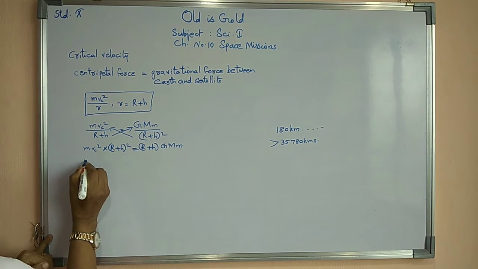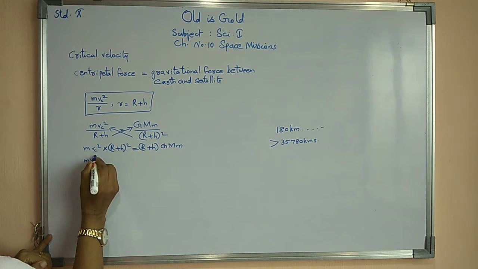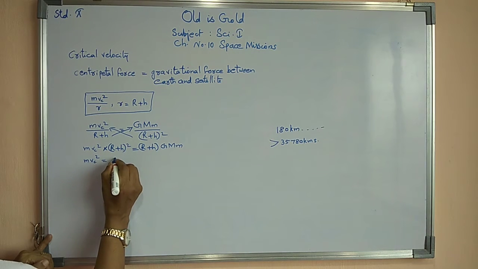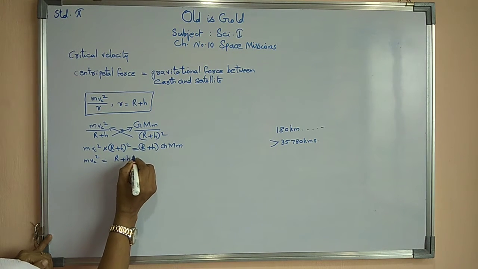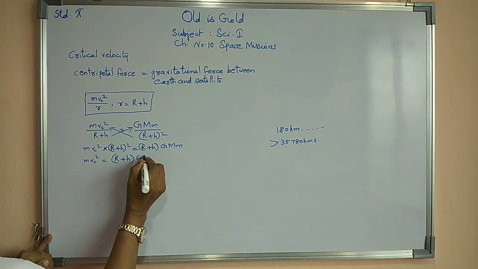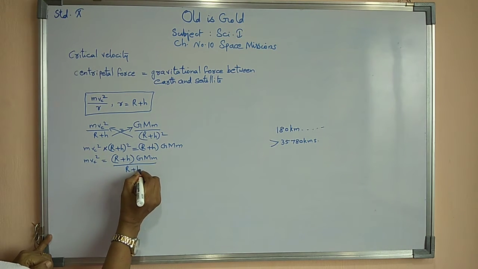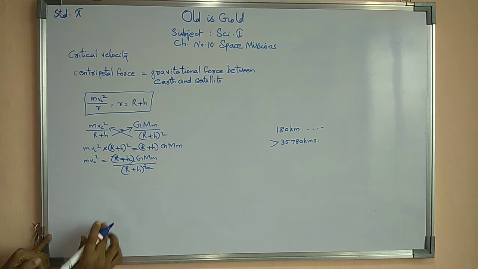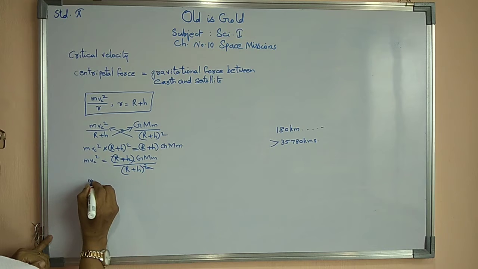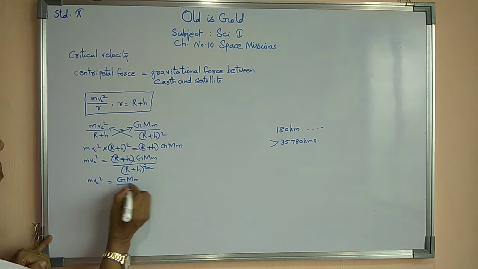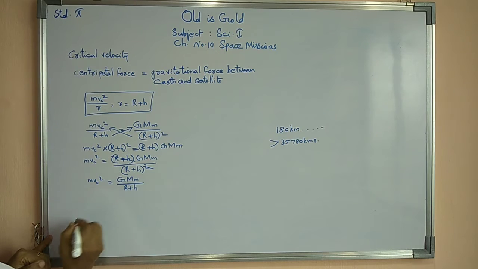Now we keep m vc square on the left side and send this part to the right side: (R plus h) into G capital M small m upon (capital R plus small h) whole square. Now this square and this term we can cancel. Then m vc square is equal to capital G capital M small m upon capital R plus small h.